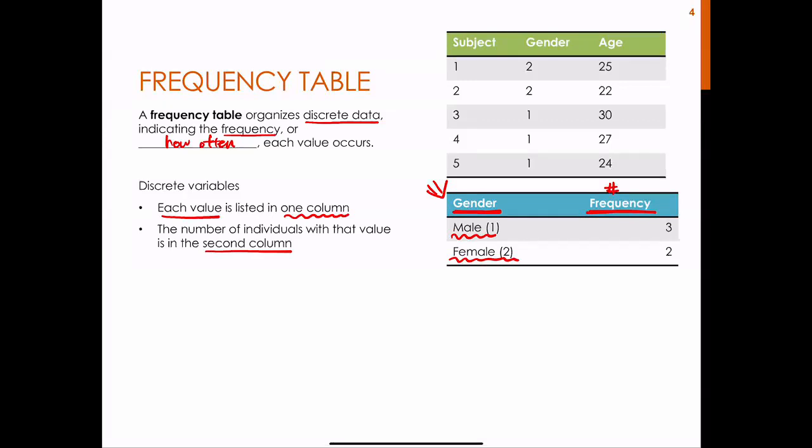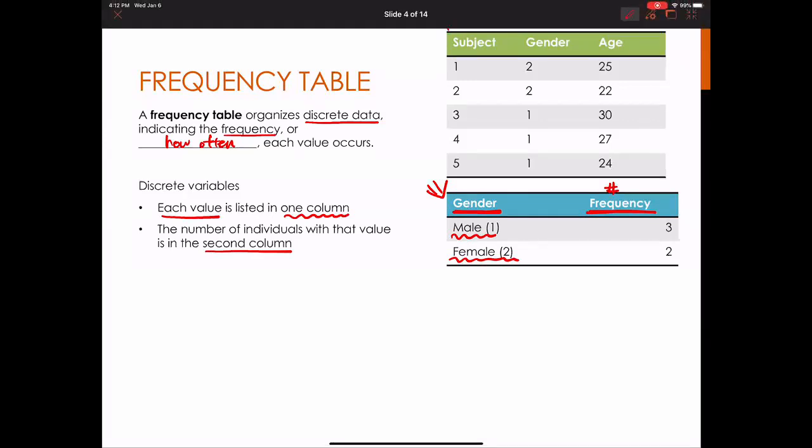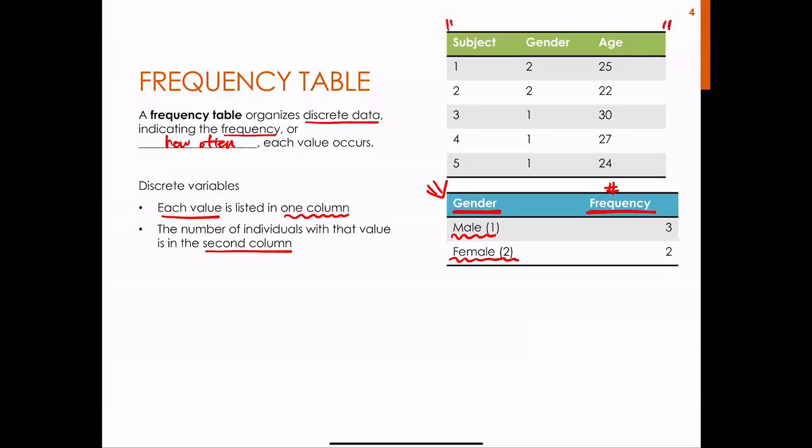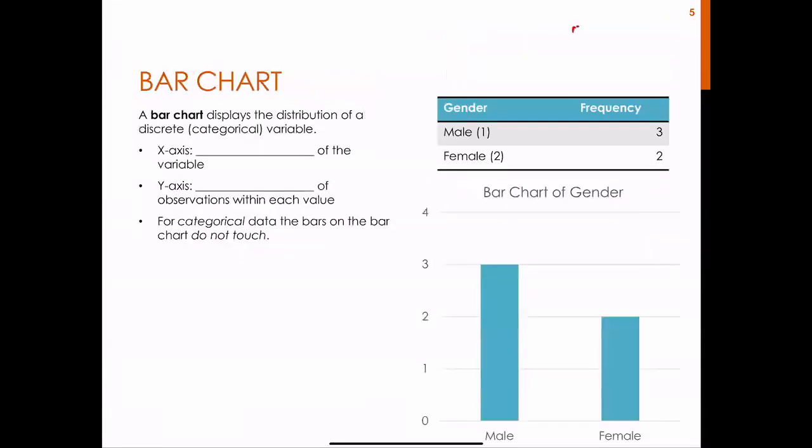In our data spreadsheet, how many males are there? Yeah, 1, 2, and 3. So the cell for the frequency equals 3. And how many females are in our data? Those two. So we have 2 females. This is the frequency table for the gender variable.